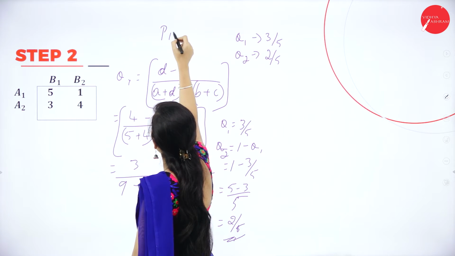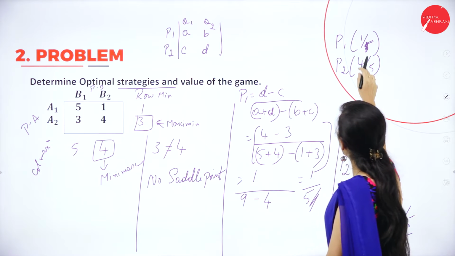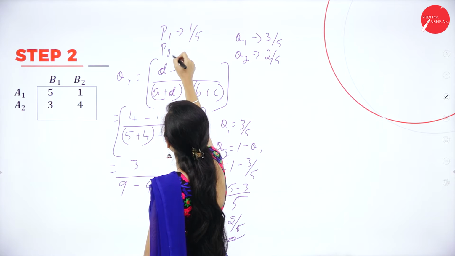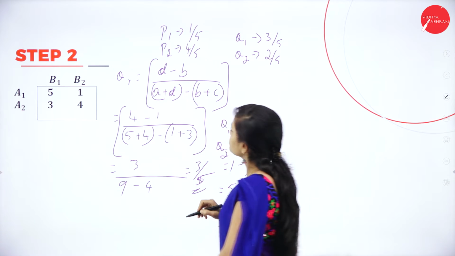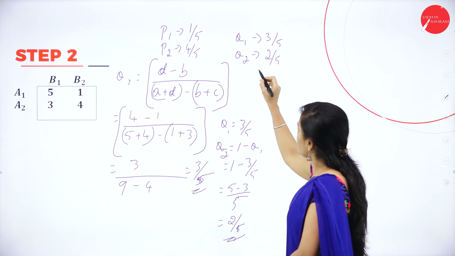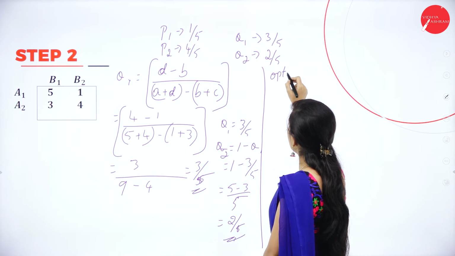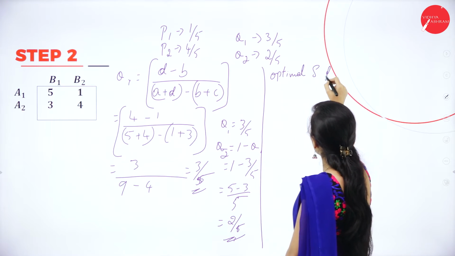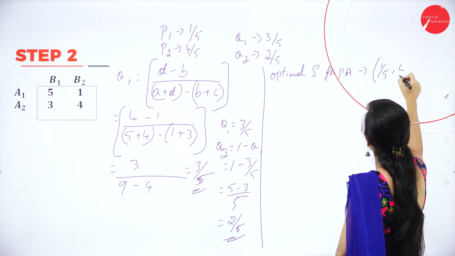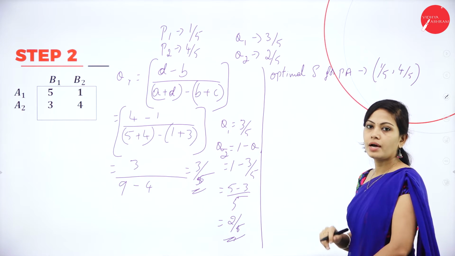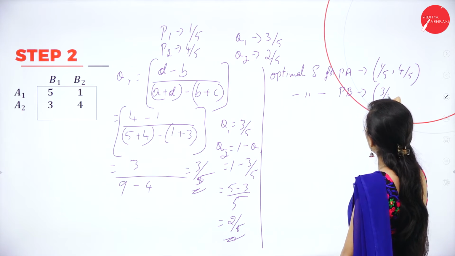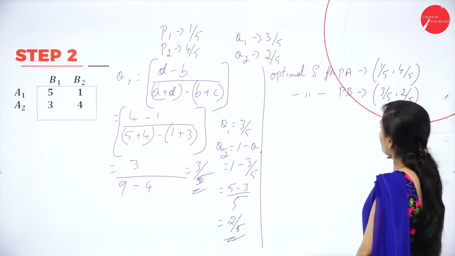So what is P1 and P2? P1 is 1 by 5. P2 is 4 by 5. So next you have to write the optimal strategy for player A and player B. Optimal strategy for player A is 1 by 5, 4 by 5, that is P1 and P2. And the optimal strategy for player B is 3 by 5 and 2 by 5. This is Q1 and Q2.